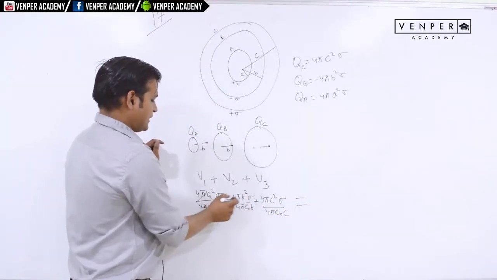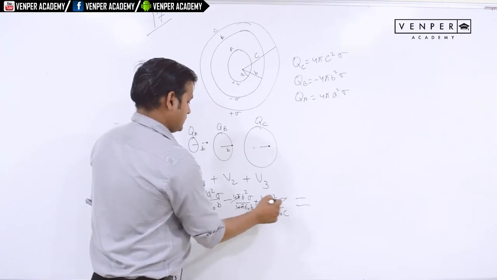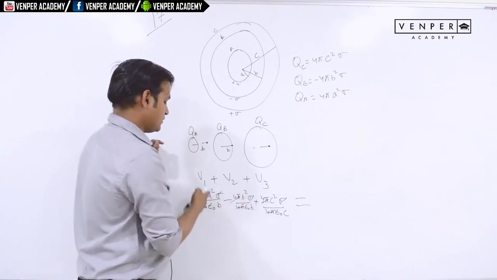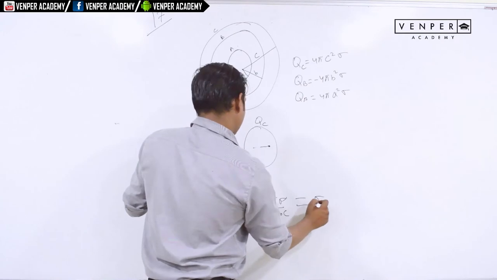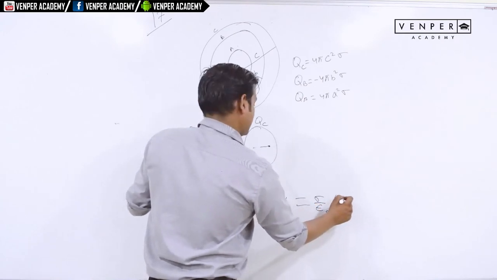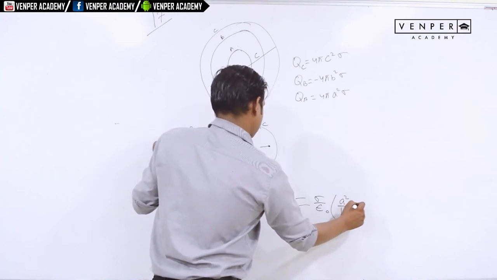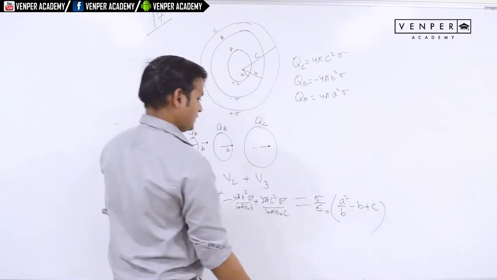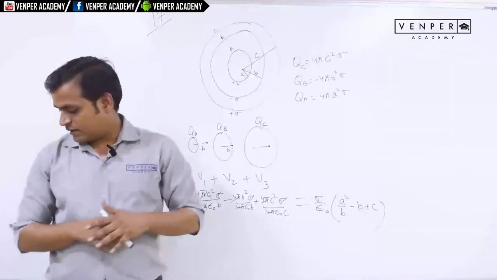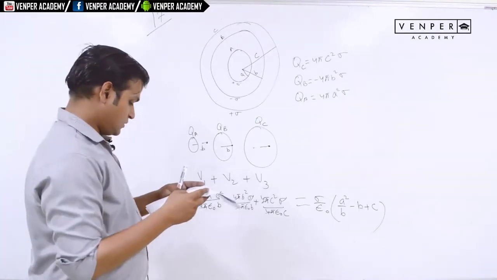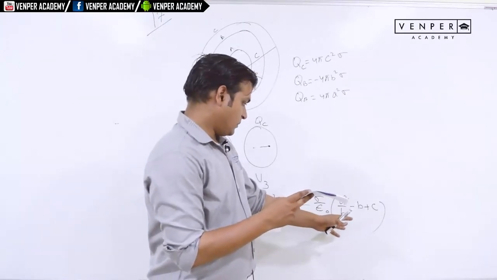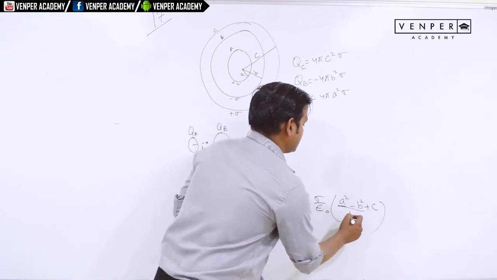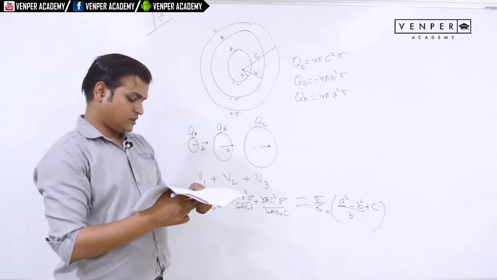So the 4 pi cancel, these things cancel. Sigma is gone. Oh no, it is not gone, sorry, sigma is not cancelled out. So now you can say, take sigma common, epsilon naught common, so you will get A square upon B minus B plus C. This is your answer for this one. And in the options, which option is like this? It will be A square minus B square upon A upon B plus C. So the correct option is the fourth one.